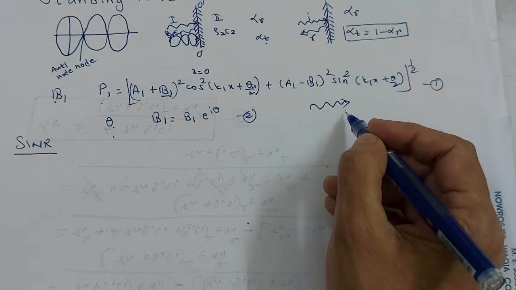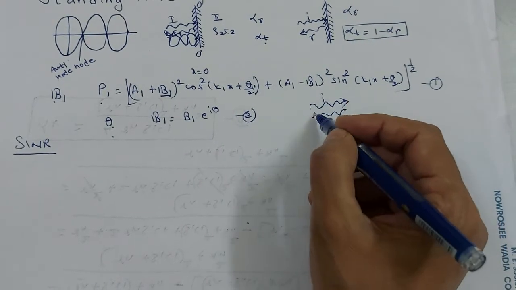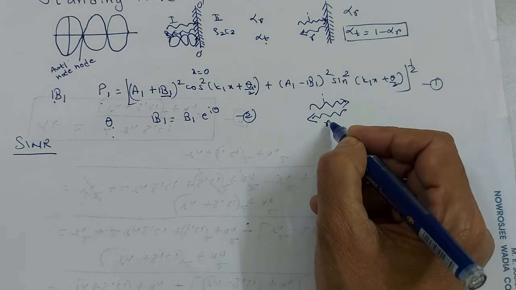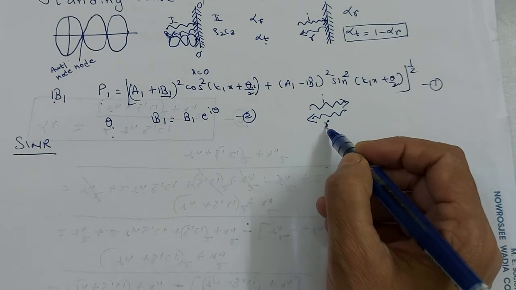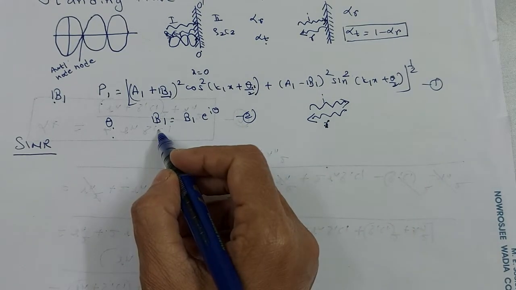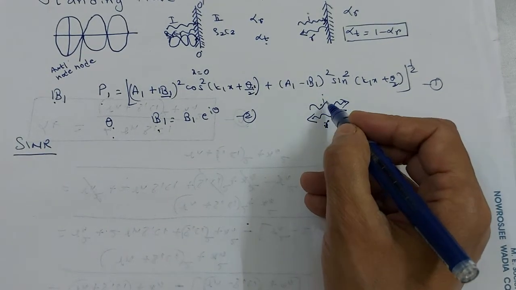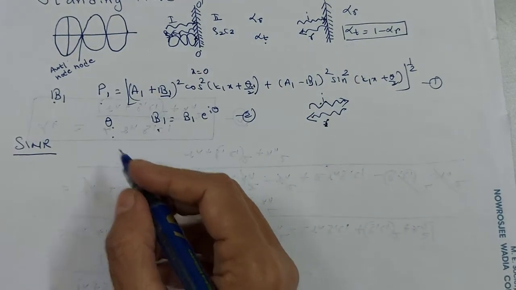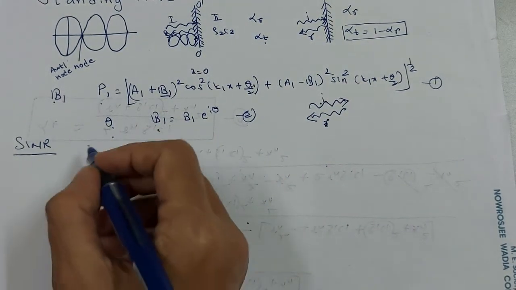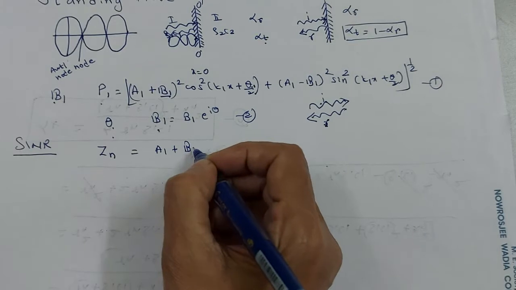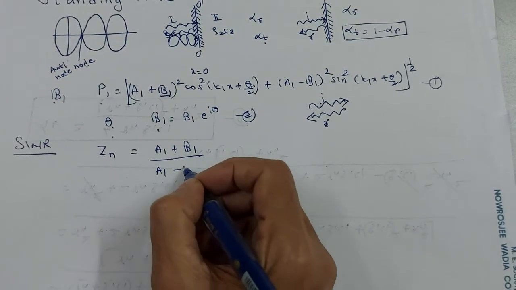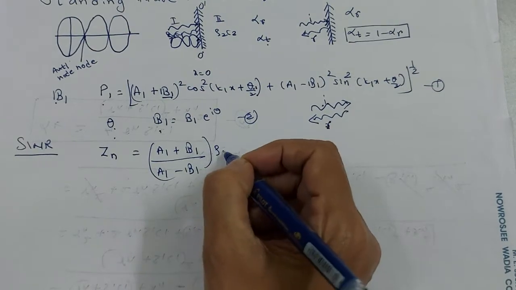Magnitude, this is the incident wave. Suppose this is the reflected wave. Suppose one can determine both the magnitude and the phase of the reflected pressure amplitude, that means B1, relative to the incident pressure amplitude, that is A1. Where did we get this relation? In the last derivation that I taught you. The relation was Zn is equal to (A1 plus complex B1) divided by (A1 minus complex B1) into rho 1 C1. This I taught in the last lecture itself.